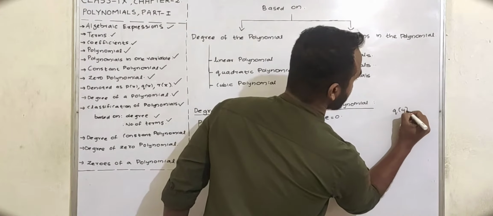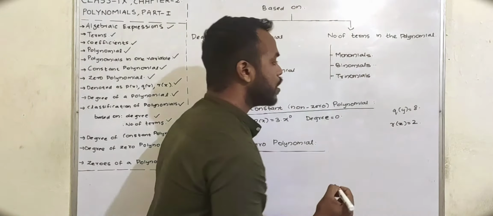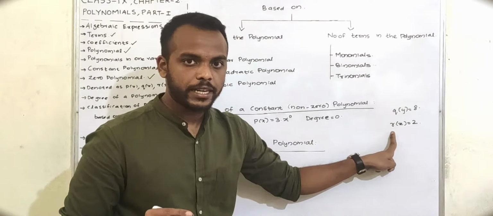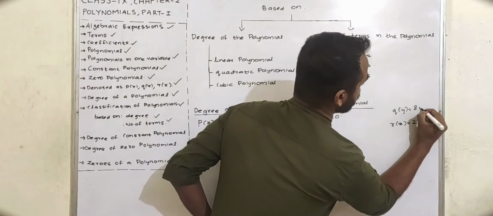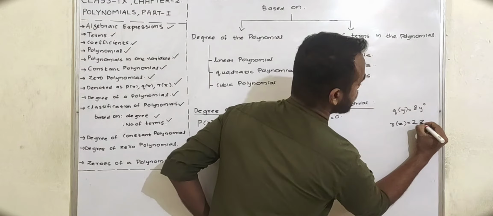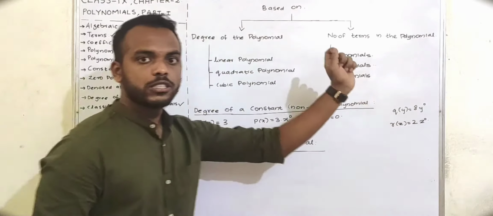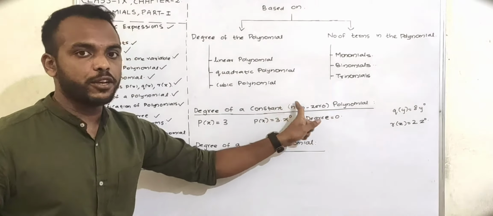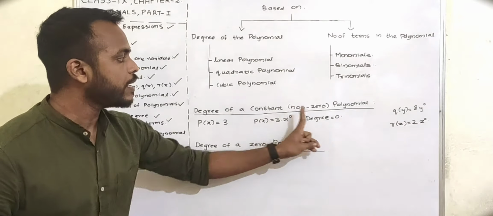This is the case of all the constant polynomials, because all the constant polynomials will be like some q of y is equal to 8 or r of z is equal to 2. All the constant polynomials will be of this format, right? So if you take any constant polynomial, this will be nothing but 8y raised to 0, 2z raised to 0. All these will have the degree as 0. So generally we can say the degree of a non-zero constant polynomial will be 0.